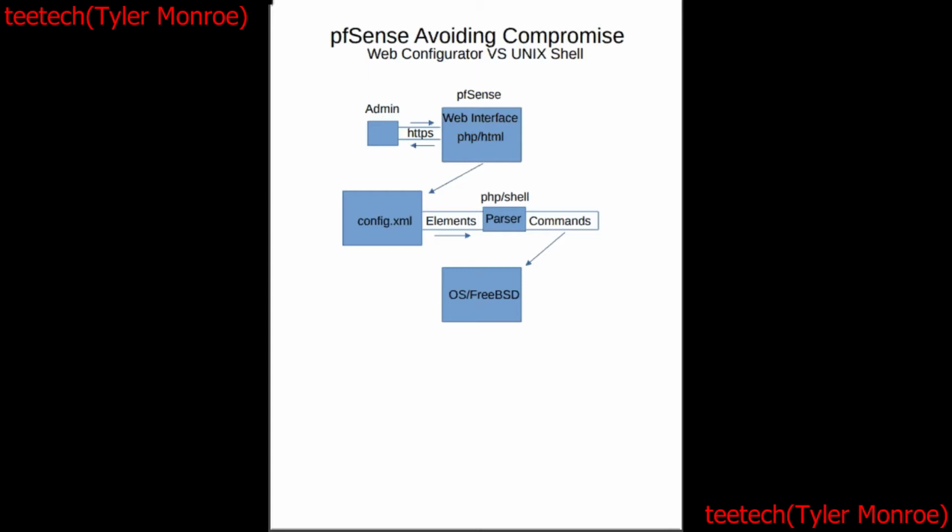hard to detect. So what we're talking about here is normally we're gonna first discuss the Web Configurator versus the Unix Shell. Now, normally on your pfSense, you're the administrator here. You have your web browser open, and you're using HTTPS to talk to the web interface of pfSense. And that consists of PHP code and some HTML elements, among other things. And the HTML elements give you things like input boxes and places to put information, like IP addresses, port numbers, etc.